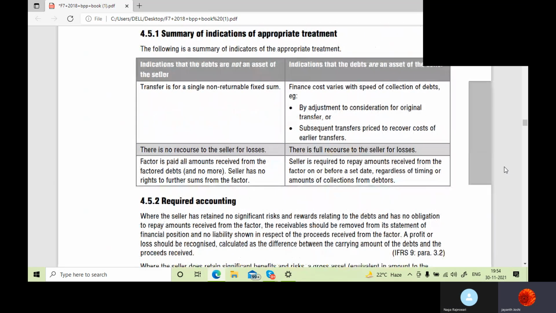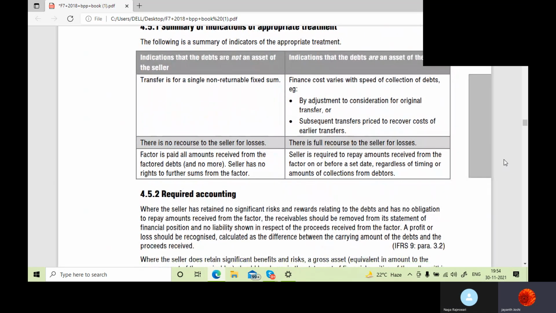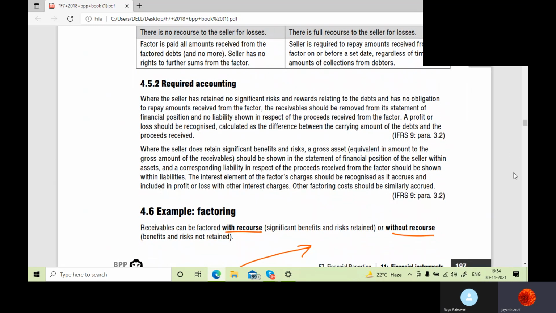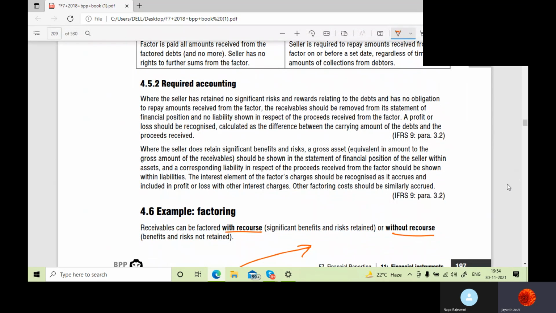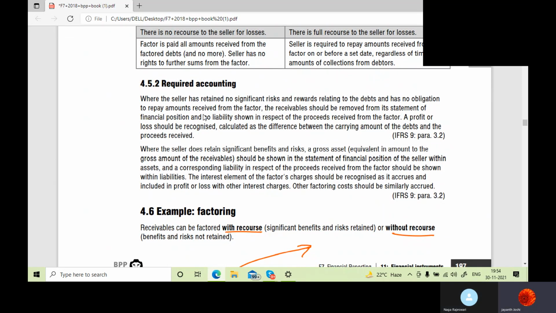Much of the factoring question won't come to you. Just theory will come because they did not give this in your syllabus. Just a second. No obligation requirement should be removed.